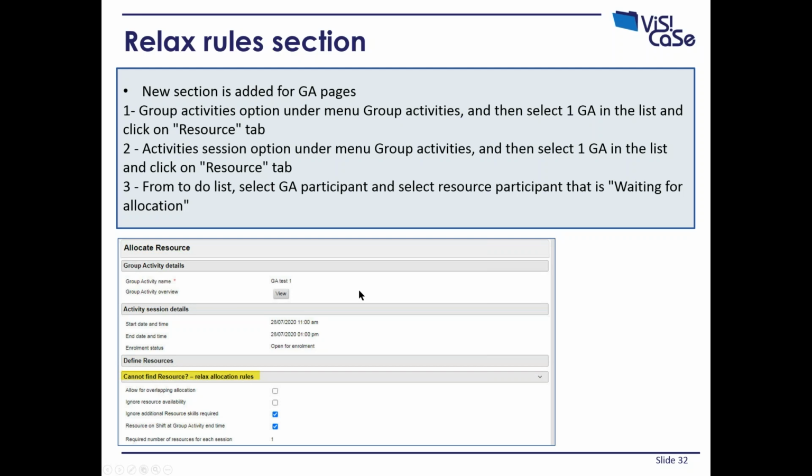Now we have added the relaxation rules on the group activity pages as well. Earlier in the 3.7.4 version, the user wouldn't be able to find the resources because we didn't have the allocation rules where you can relax the availability for the resources.